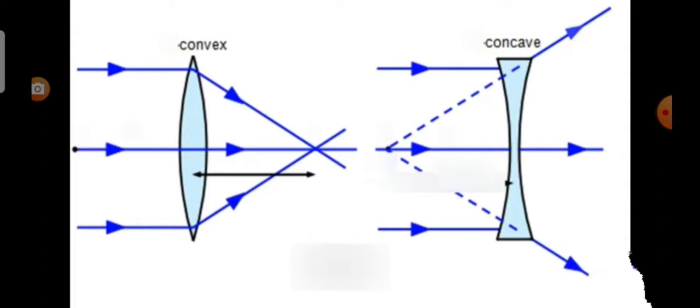Convex mirror: a spherical mirror in which the reflection of light occurs at its convex surface is called a convex mirror. The image formed by this mirror is smaller than the object. Then the next one is the concave mirror. A spherical mirror in which the reflection of light occurs at its concave surface is called a concave mirror. These mirrors magnify the object placed close to them.